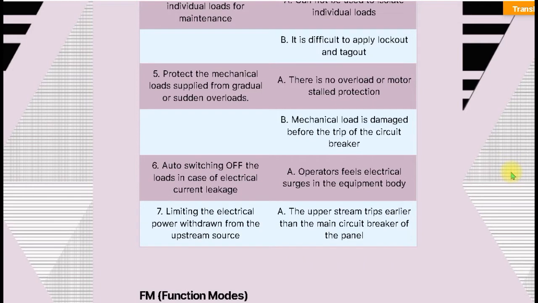Next, limiting the electrical power withdrawn from the upstream source. This distribution panel is receiving some electrical power from an upstream source. So it's not limiting the power that I withdraw from the upstream panel. The function failure in this case is that the upstream panel fails while this panel was still switched on. So we have seen here in this simple analysis one main function, six secondary functions, and around twelve function failures.